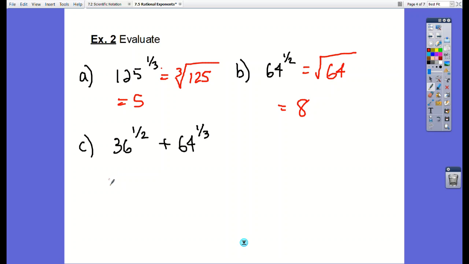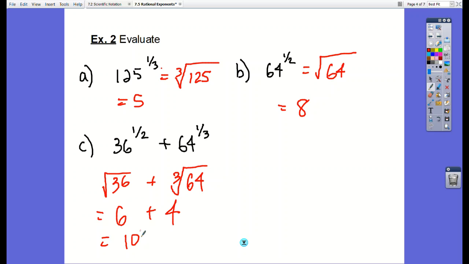Jake, can you rewrite just 36 to the 1/2 for us? Square root of 36 in that case. And then, Haley, what about 64 to the 1/3? The third root of 64. There we go. And then, Nelson, what's the square root of 36? That'd be 6. James, what's the cube root of 64? Is it 4? And then we get an answer of 10.